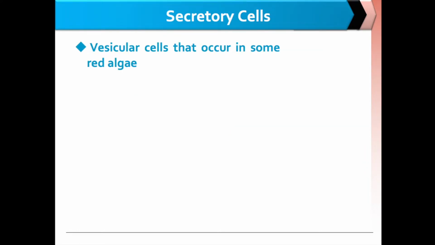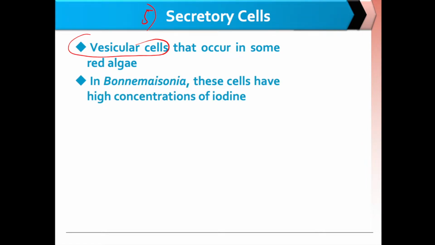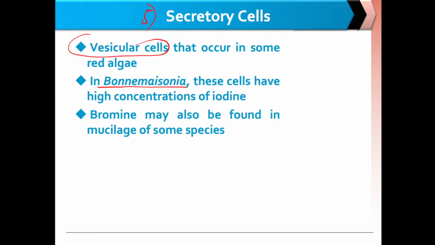Now, next, number 5. Again, introduction pa rin tayo ng basic cellular structure, secretory cells. So, what are the different secretory cells that there are? So, meron tayong tinatawag na mga vesicular cells that occur in some representative red algae. So, ano yung importance nito? So, for example, in the case of Bonnemaisonia, meron siyang mga vesicular cells. At yung mga vesicular cells niya na to ay naglalaman ng high concentration of iodine.